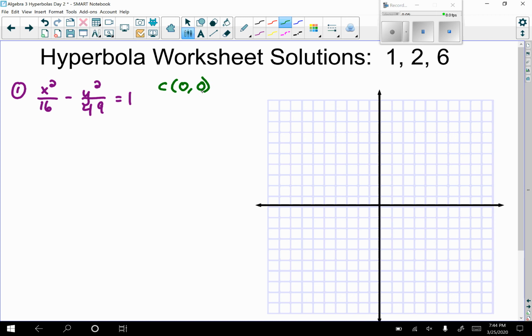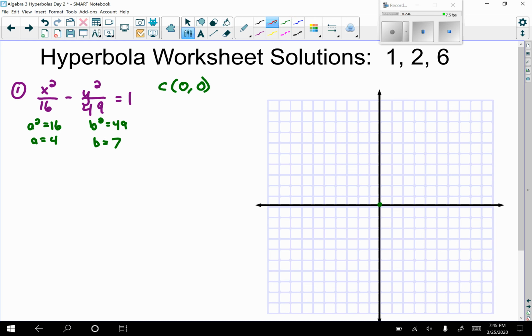As I mentioned, that's all day one. The centers were at the origin. Today they're going to be shifted a little differently. All right, so we could plot our center right here at 0, 0. Underneath the x squared, in our first denominator, is always a squared. So a squared equals 16, and a is going to equal 4. B squared will equal 49, so b equals 7.